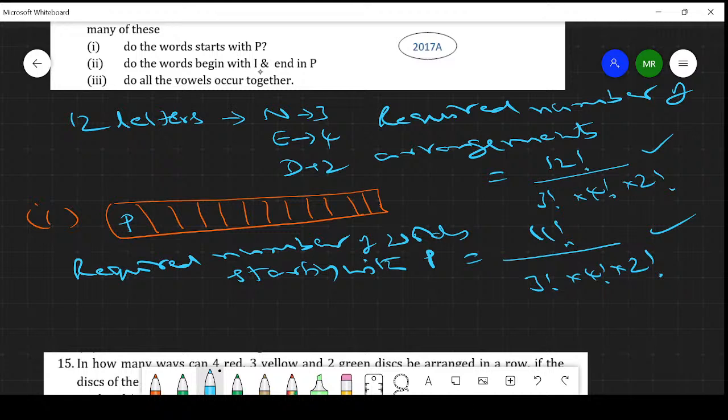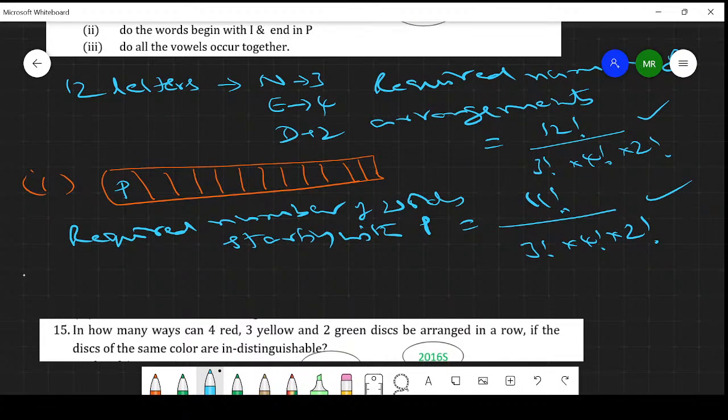Do the words begin with I and end in P? Begin with I and end in P, they are asking here. So begin with I and end in P means you can fix I and P here. Then easily you can solve the problem. You can fix I and P at the extreme ends.